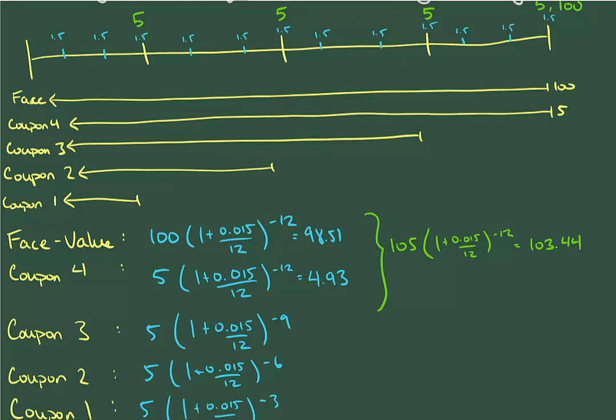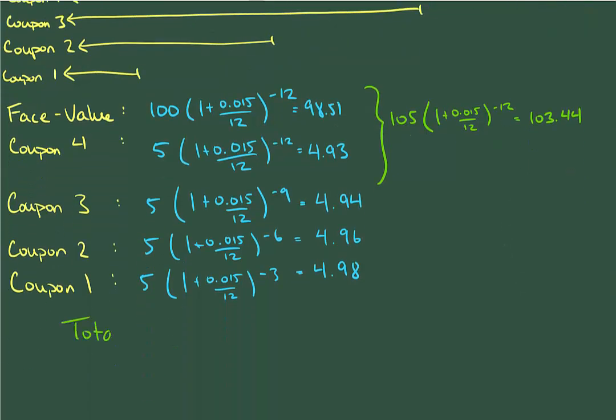Coupon 4 has a present value of $4.93. So is coupon 3 going to have a higher or lower present value? You should pause and think about this for a second. Okay, so if we plug everything here into a calculator, we get the following results. Notice that as we get closer to the present, the value gets closer to $5. So thus the total present value of the bond is the sum of all of its payments, or $118.32.